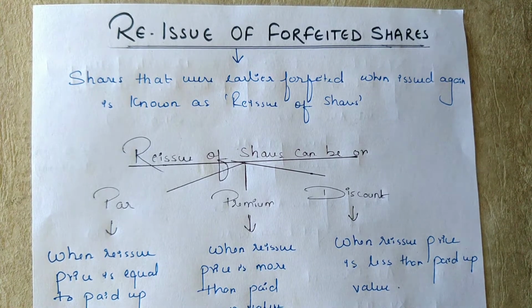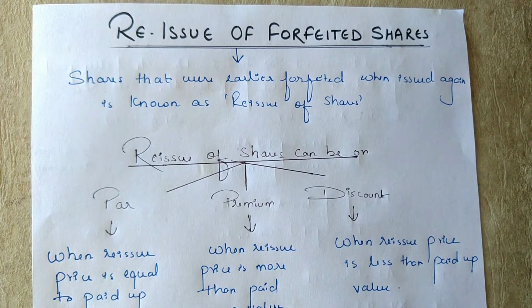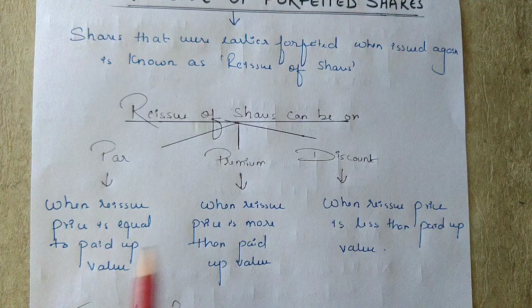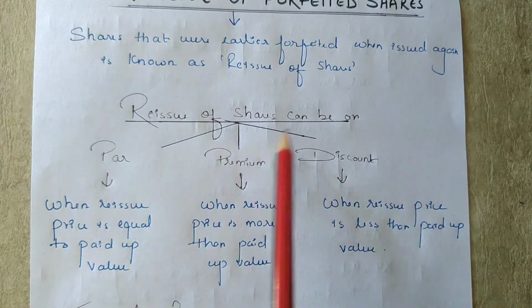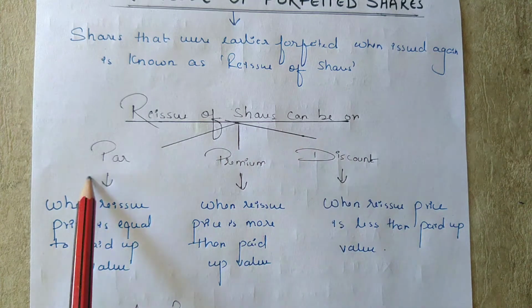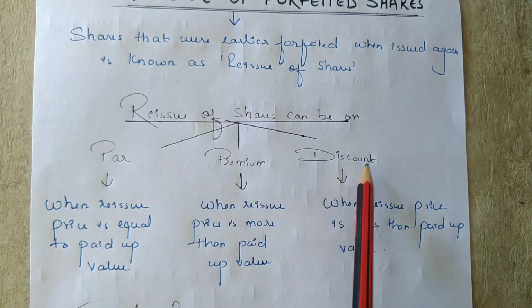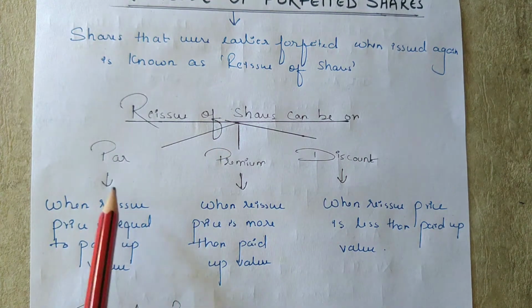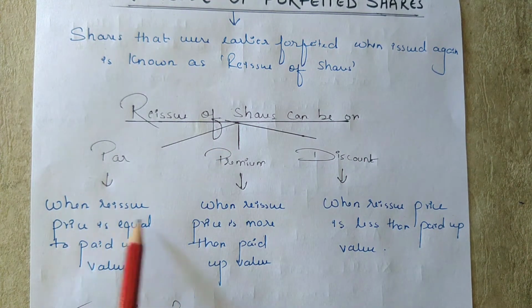And the directors have the authority to reissue the forfeited shares on such terms as they think fit. Now, the reissue of shares can be done at par, at premium and on discount. So what does reissue of shares at par mean? It means when reissue price is equal to paid up value.